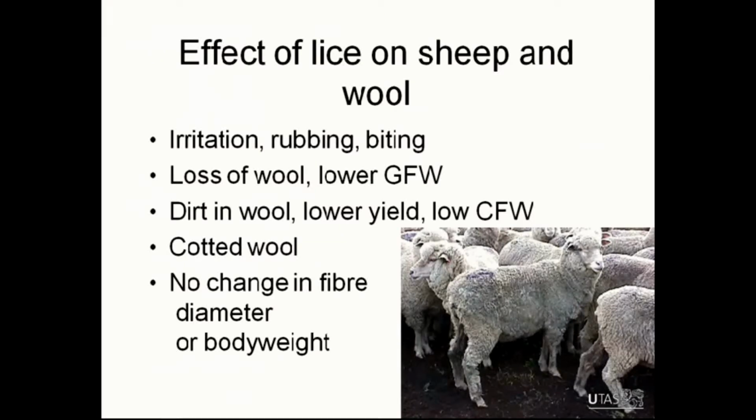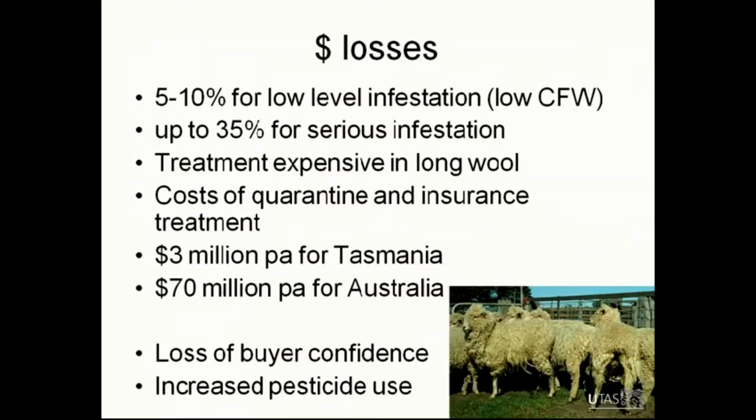But the problem is this: because the sheep is feeling itchy, it rubs on things. So it rubs on fences, trees, posts, anything it can find. It bites at the fleece, so the sheep do the biting and rubbing themselves, and this causes wool damage and lowers the fleece weight, so there can be a dramatic drop in the weight of the fleece. The fleece gets dirty, and all the rubbing causes clotted wool, which dramatically lowers the value of the fleece. But there's not actually a change in the body weight of the sheep, so the sheep themselves are not actually getting sick from the lice. It's a loss of wool, which is the main problem that we're concerned about here.